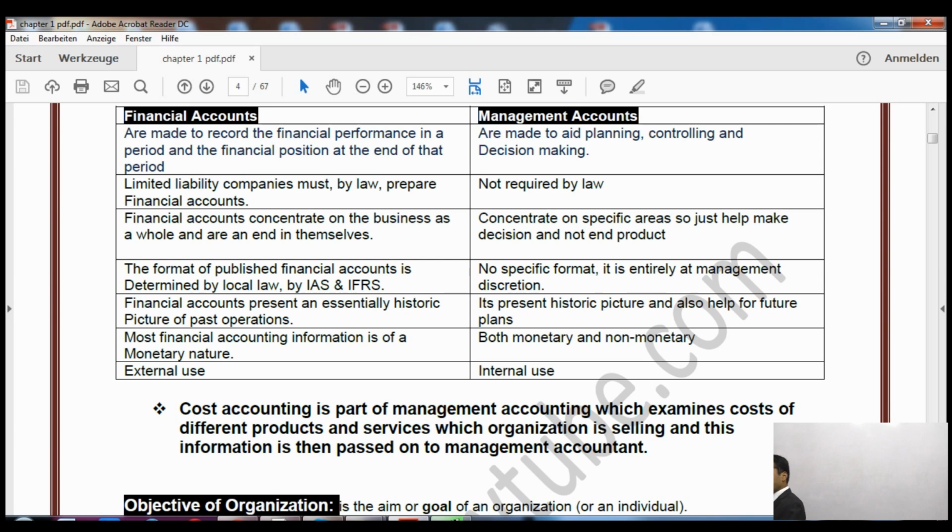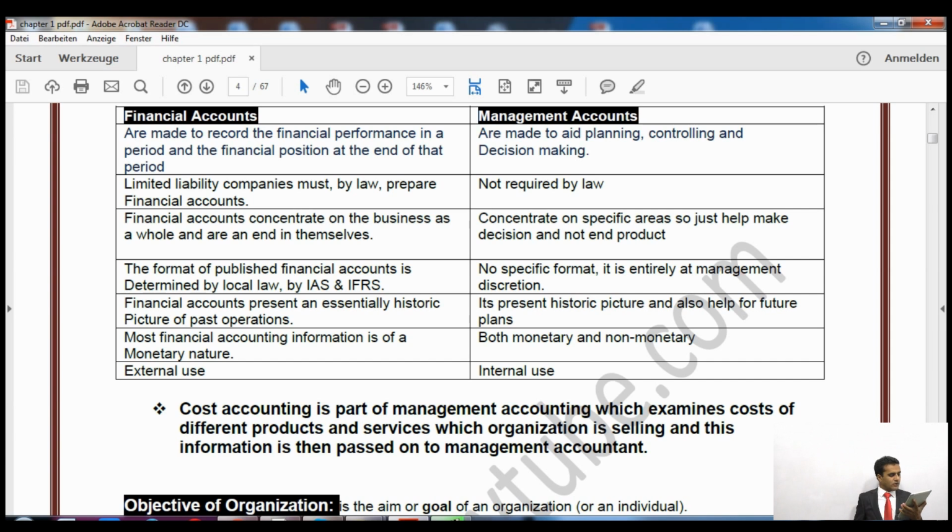Right, so financial accounts and management accounts. Financial accounts are made to record the financial performance in a period and the financial position at the end of that period. Whereas management accounts are made to aid planning, control, and decision making. Management accounts are not required by law. One thing is required by law, one thing is not. Because we are making it for our own internal purposes, obviously it is not required by law. We can make it, we cannot make it, it's up to us. However, external accounts, which are financial accounts, we have to make. It is required by law.